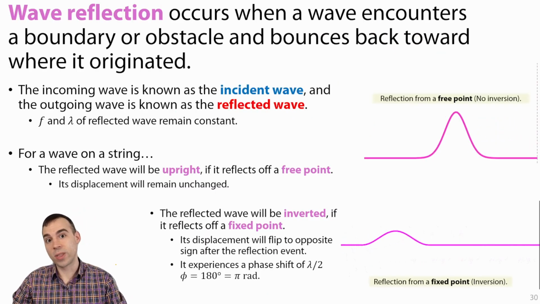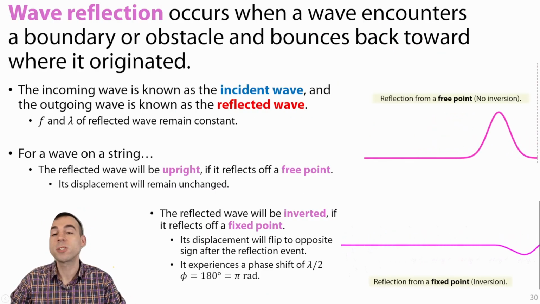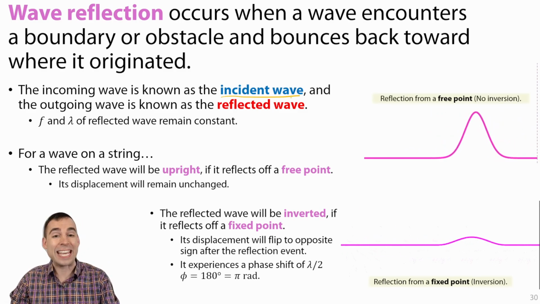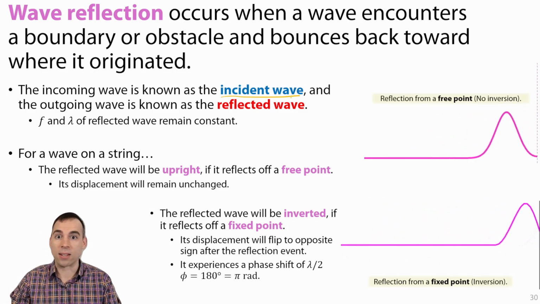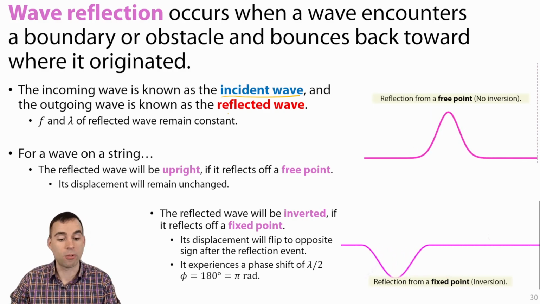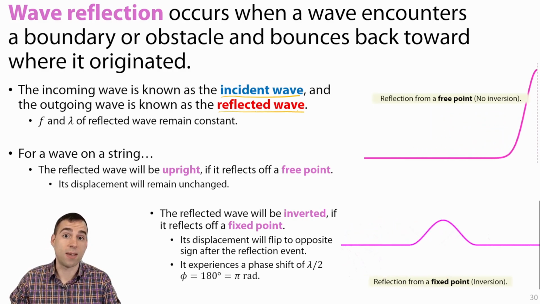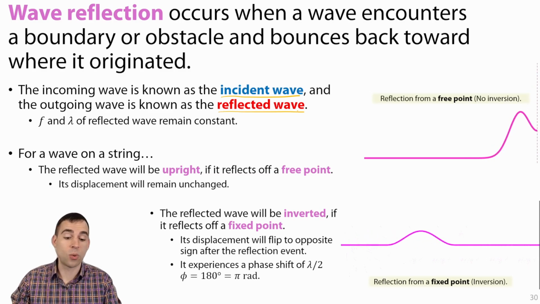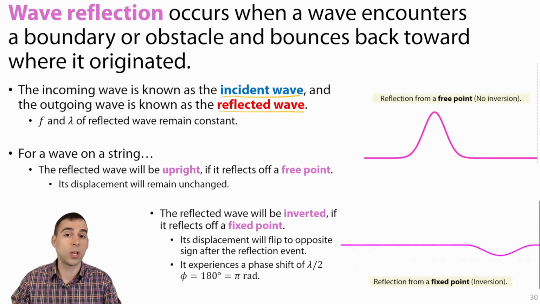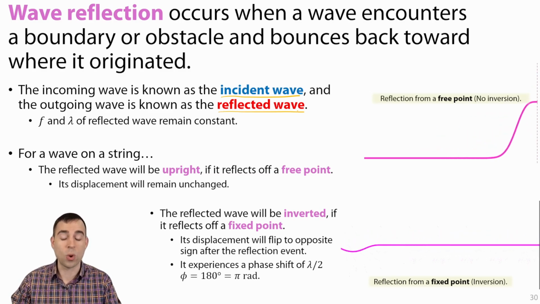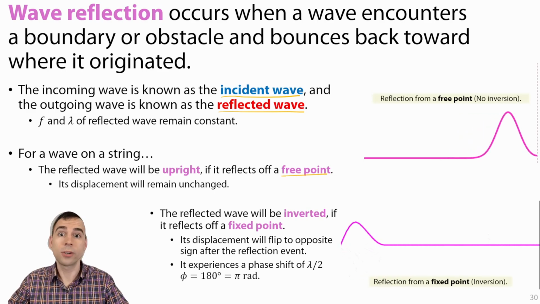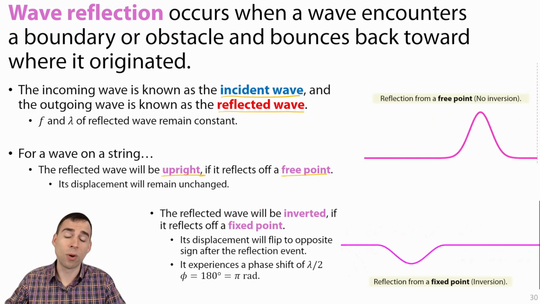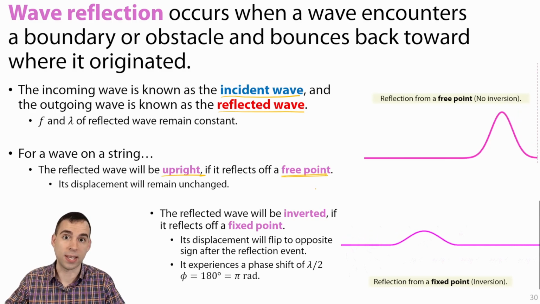Waves reflect when they encounter a boundary and bounce back the way they came. We would call the incoming wave the incident wave, and the wave that is reflected back from the boundary we call the reflected wave. When experiencing a reflection event, the reflected wave will have the same wavelength and frequency as the incident wave. For a wave on a string under tension, the reflected wave will be upright if it reflects off of a free point in the medium.